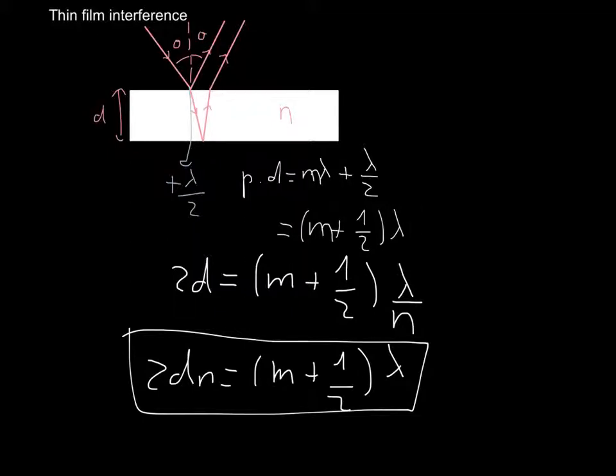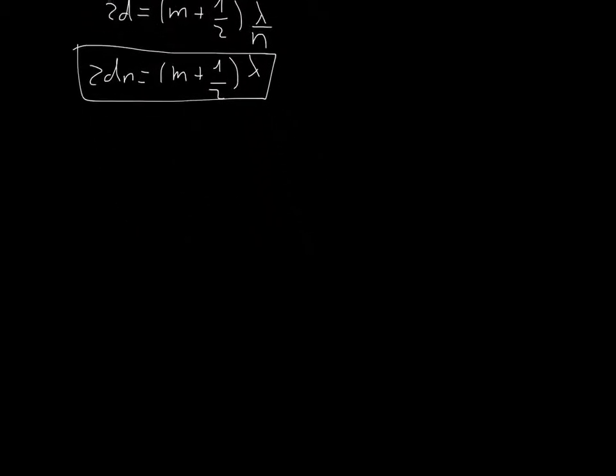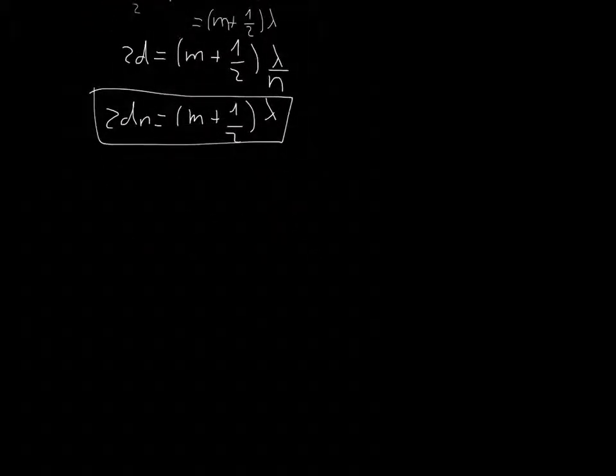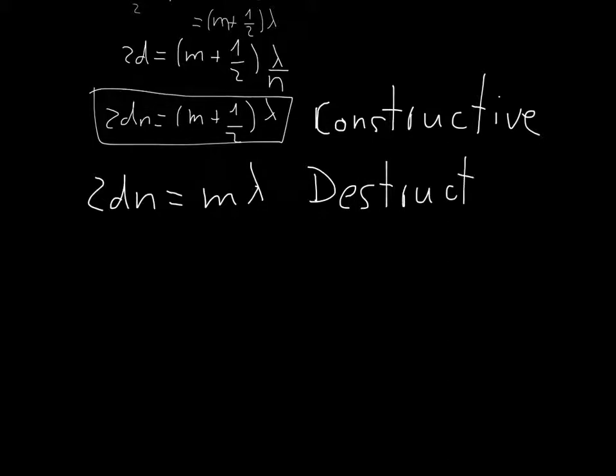Now, of course, if this is the formula for constructive interference, it's relatively easy to find the formula for destructive interference, which is just going to be exactly the same, but I just need to get rid of this 1/2 here. So this is constructive, and if I want destructive, I just have 2dn equals m lambda. And this will give me the condition for destructive interference. And that's it. Now we're finally done.